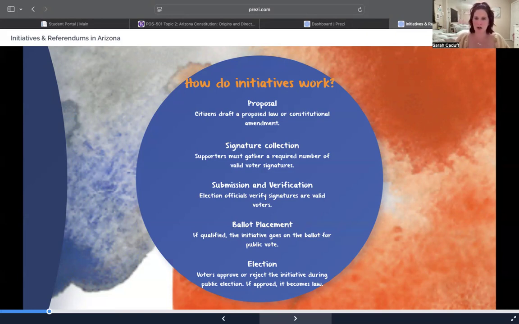Now, if there are enough signatures, they will move on to ballot placement. So that means that there's a qualified amount of signatures. The initiative then goes on to the ballot, which is then opened up to a public vote.